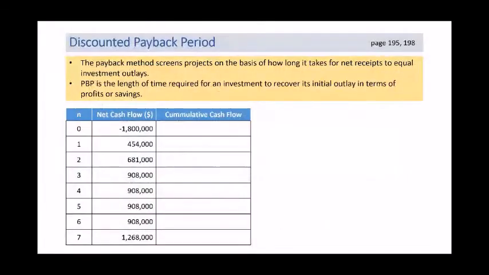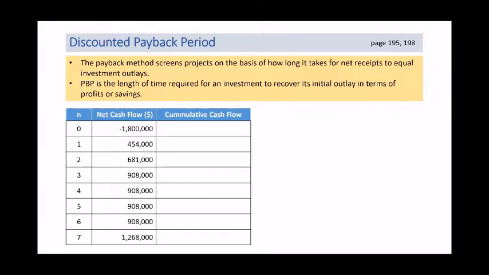Okay, now let's move on. Any question before we proceed? Okay, so the first measure that we are going to do is the discounted payback period. Actually, there are 2 types of payback period. One we call the traditional payback period, and the other one is discounted payback period.